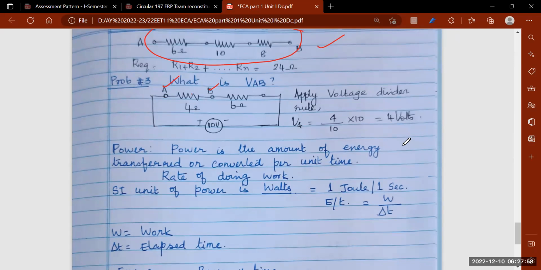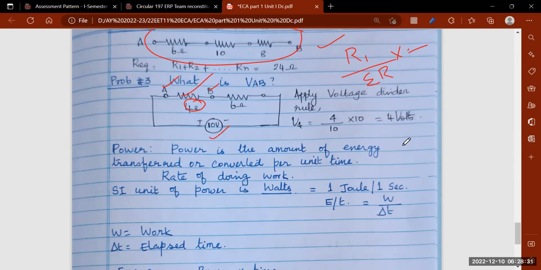So it is not necessary to calculate the current and then multiply the current with this 4 ohm. I can directly apply the potential divider. So what is my potential division? The voltage across any element is equal to that particular resistance divided by the total resistance summation, multiplied by the input voltage. Okay.